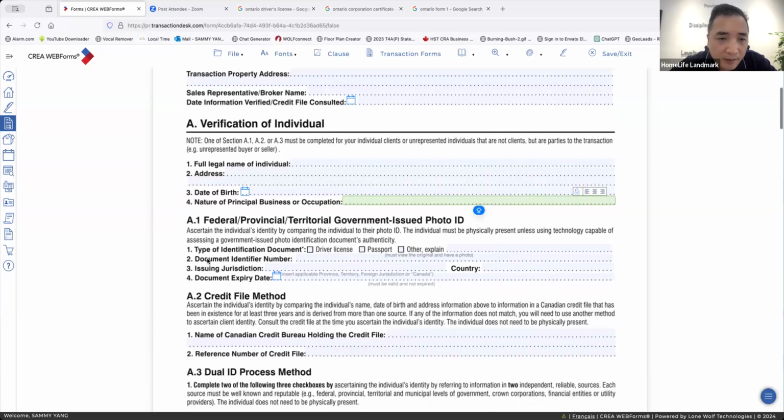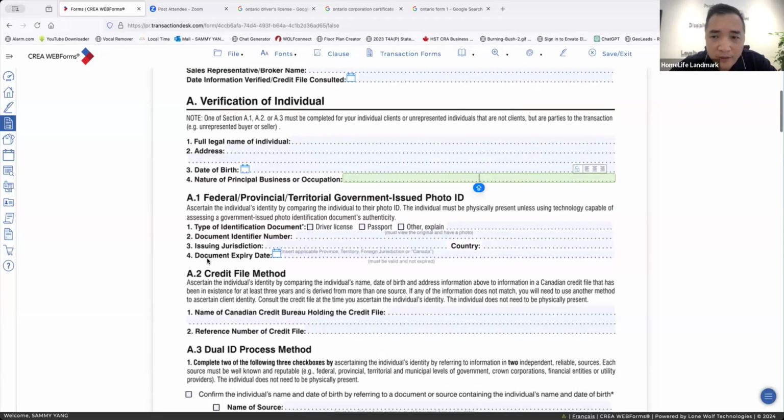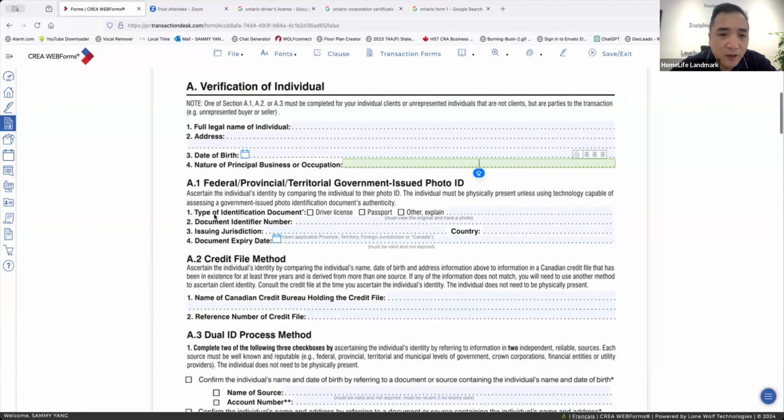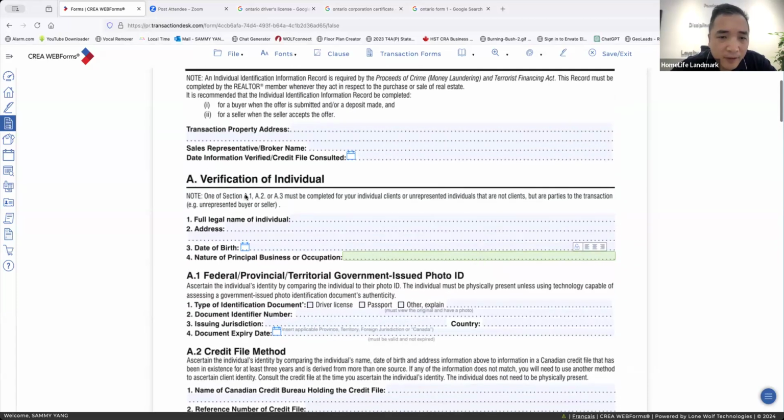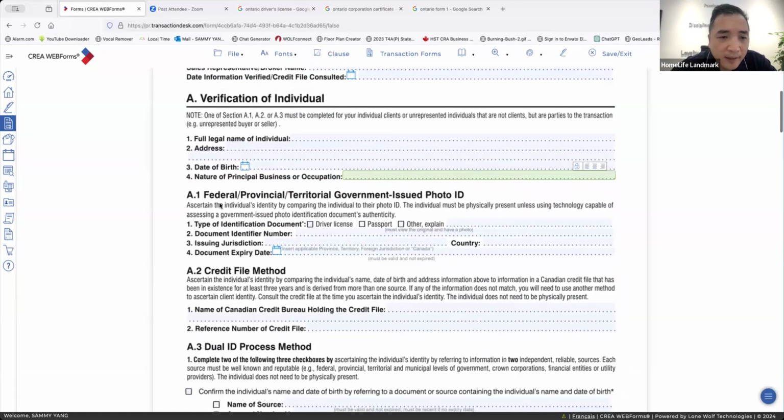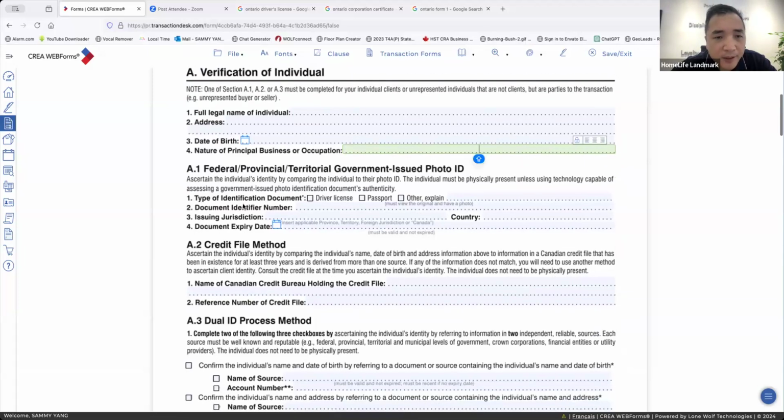And the next one, people just get, see there's lots of questions, get a headache. But anyway, we need to fill in all the information. Remember, we get a verification of the individual, and the A1 is mandatory. You have to fill it.